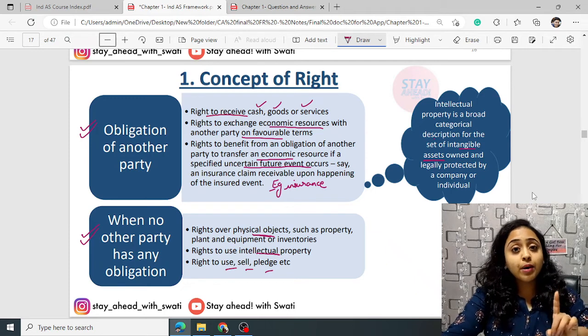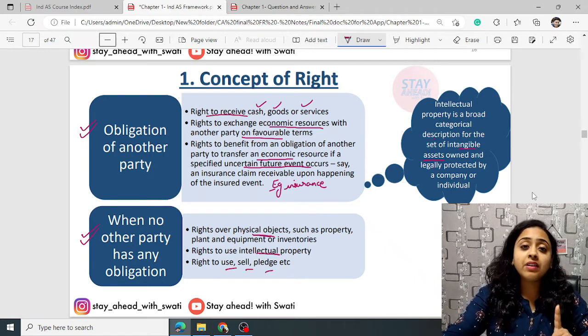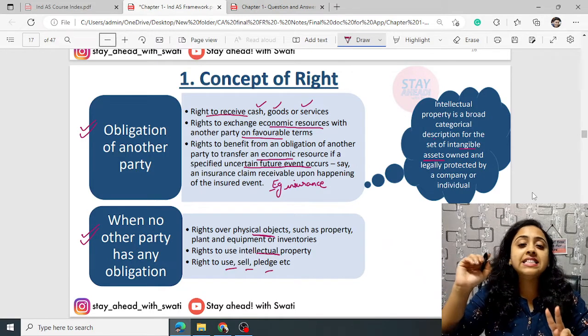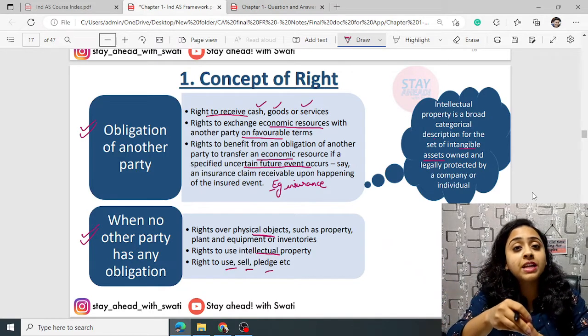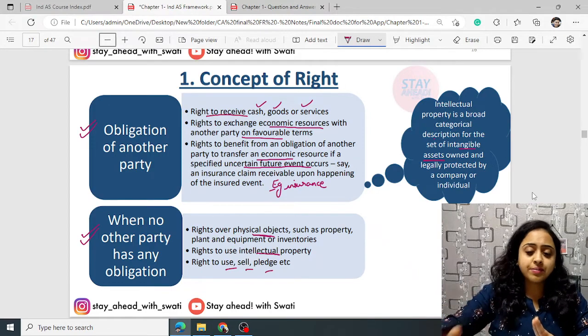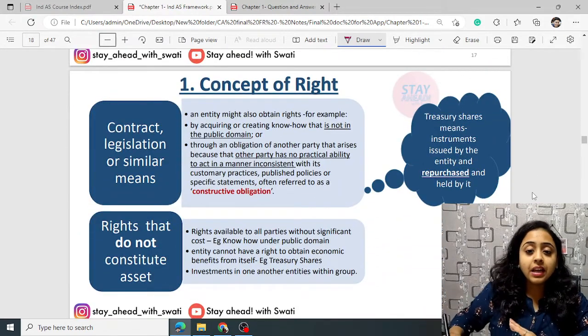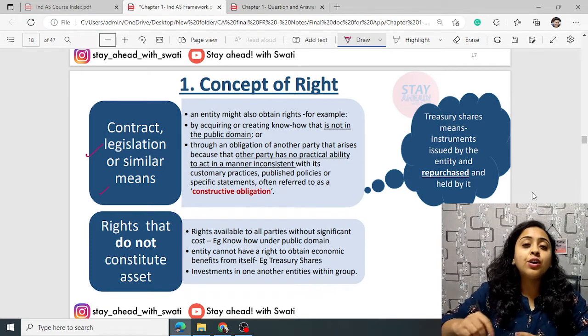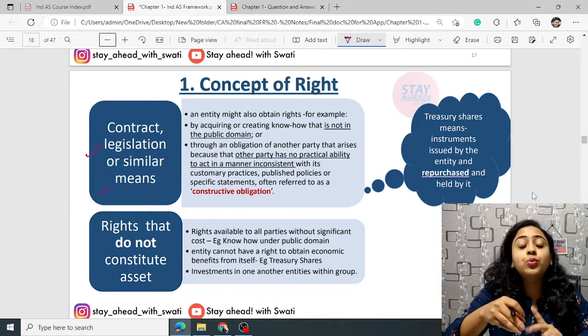So we are talking about right. When will there be a right? First case, if the other party is having any sort of obligation. Second case, if the other party is not having obligation but you still have the right to use, sell, pledge, etc. Thirdly, contractual legislation or similar means. Contractual legislation means due to any contract or due to any law.